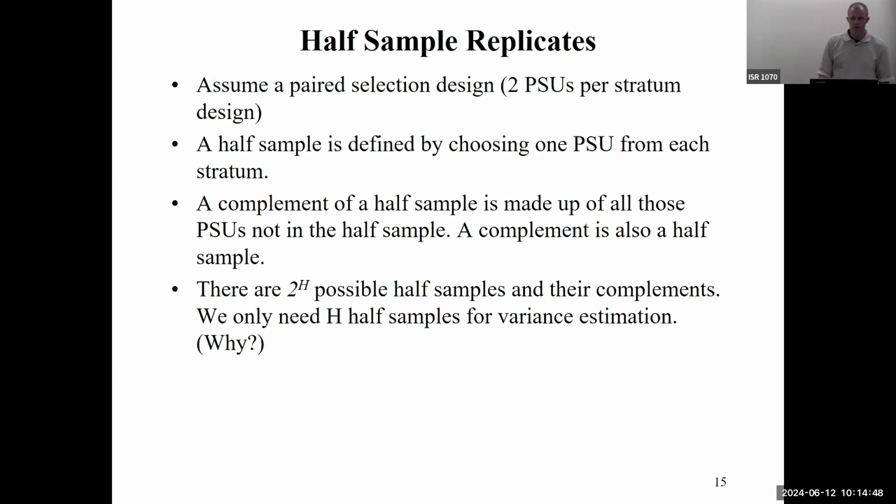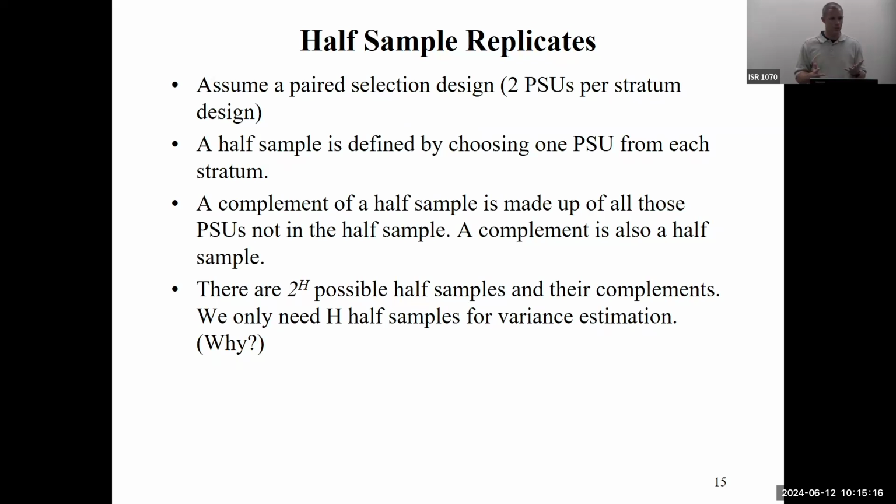Okay, so we've talked about the jackknife as a general approach. Now we're going to talk about balanced repeated replication as another approach to creating replicates. Balanced repeated replication is also sometimes referred to as half sample replication, as we said, because you're deleting literally one PSU from each of the different strata. You're taking out half the sample.